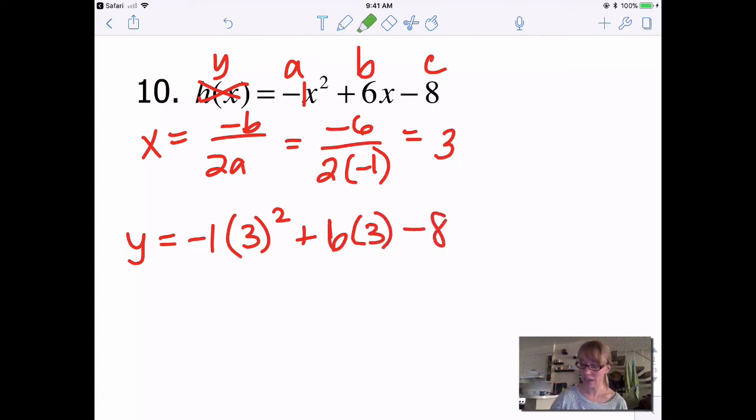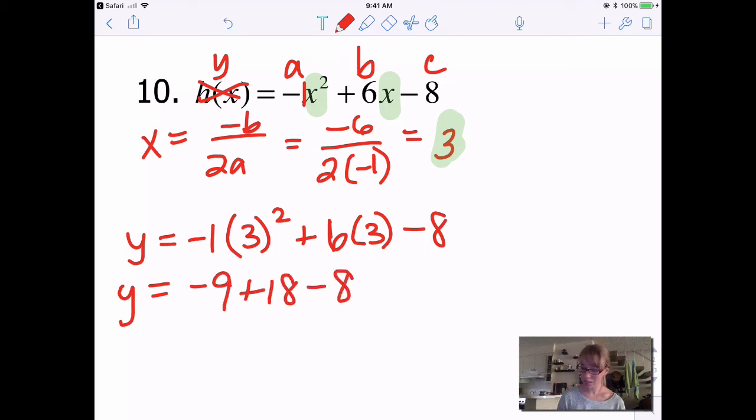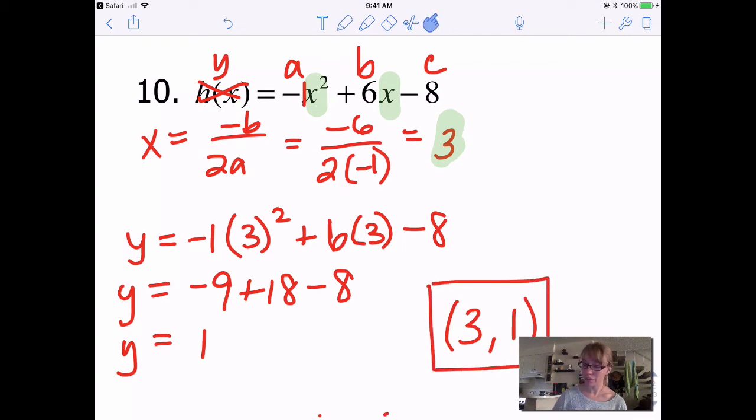Y is -1 times 3 squared plus 6 times 3 minus 8. So again, you'll notice that I had x's. I know what x is, so I just plug in 3 everywhere I see that x. So I get y is equal to -1 times 9, which is -9, plus 18 minus 8. If I work that out, I get +1. So here my vertex is 3 for x and 1 for y, and I'm good to go.